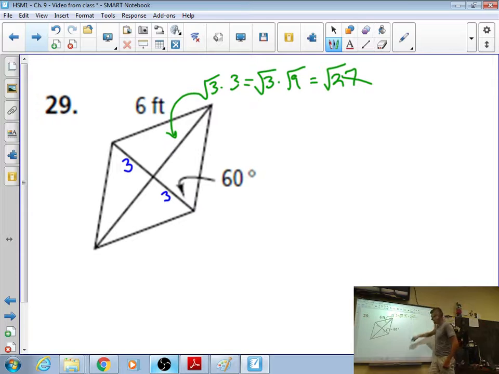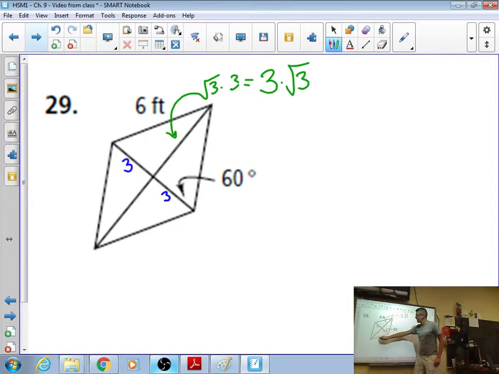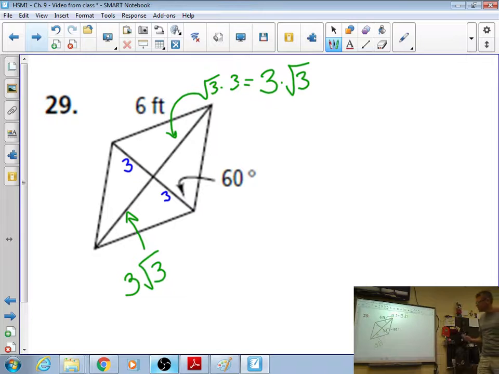What I think is more necessary is just rewrite this with your integer value out front. 3 times radical 3. And that means that this is also 3 times radical 3. So if I want to look at diagonal 1 and diagonal 2, let's call diagonal 1 my blue one. What's the whole length of diagonal 1? This part's 3, and that part's 3. 6. Diagonal 2 is where it gets more difficult.